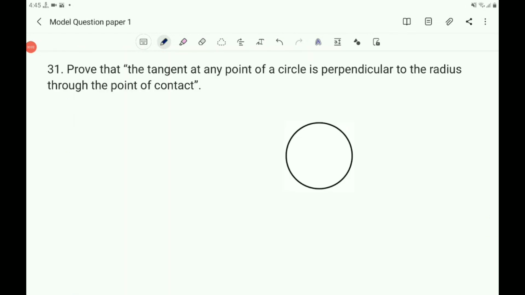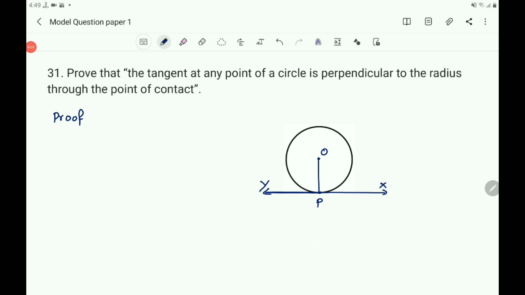Now the 31st question: prove that the tangent at any point of a circle is perpendicular to the radius through the point of contact. It is a statement of theorem 4.1. Now let us prove this theorem.